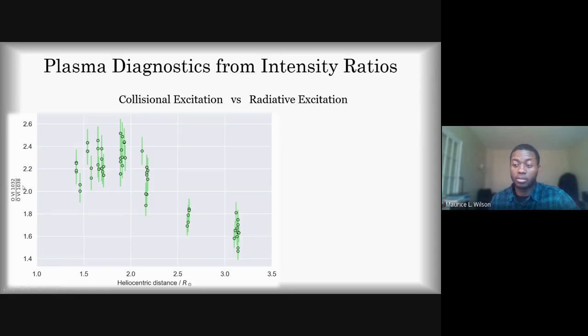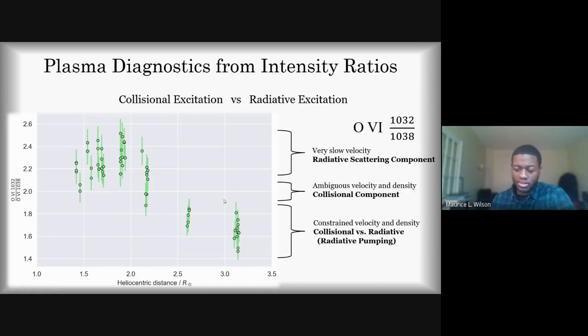And here are our observed intensity ratios, when the slit was located here, here, here, at 2.6 solar radii, at 3.1 solar radii. Just to give you an understanding of the concept, the oxygen 6 intensity ratio in particular is very helpful to determine the velocity of the CME. When the intensity ratio is substantially larger than 2.0, that indicates that the CME is moving very slowly.